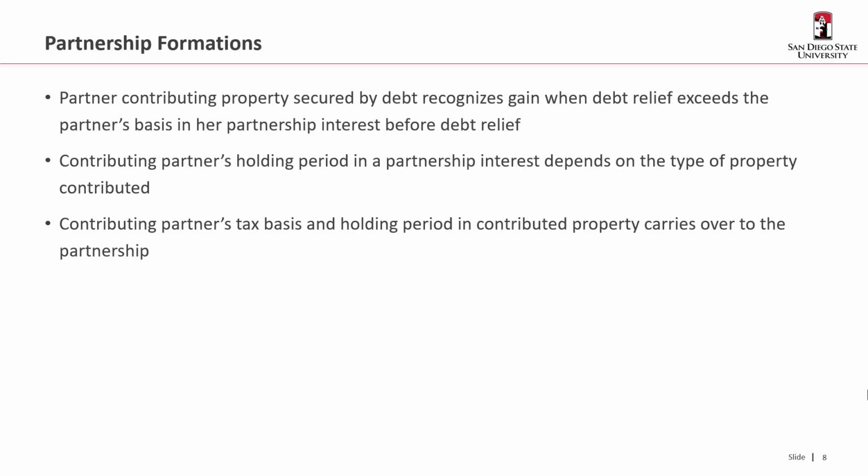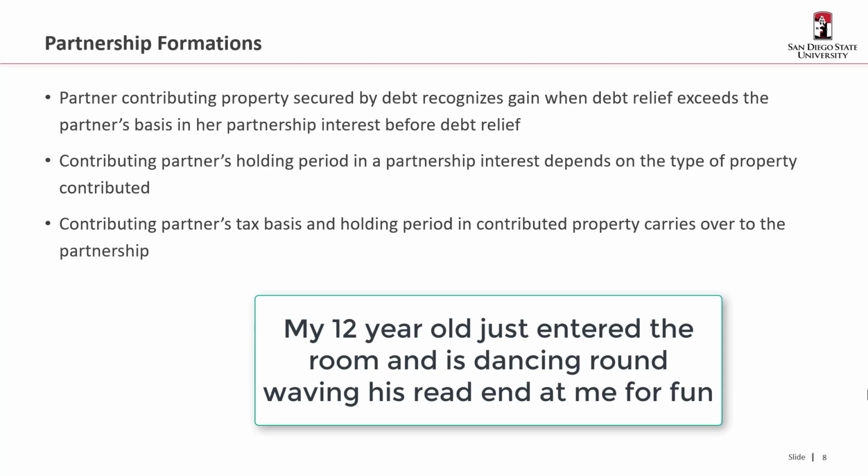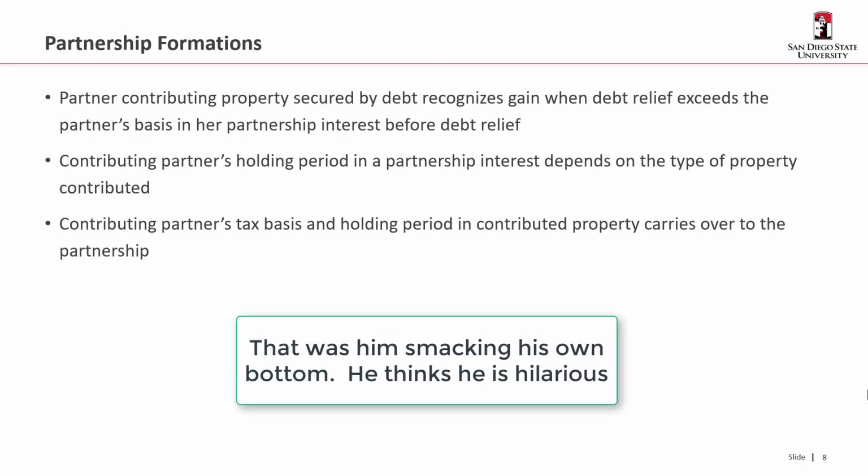A partner contributing property secured by debt will be forced to recognize gain if the debt relief exceeds the partner's basis in his or her partnership interest before debt relief. The contributing partner's holding period in the partnership interest generally depends on the type of property contributed. For example, if it's capital property, then the holding period carries over. If it's ordinary property, then it starts at the date of the contribution. The contributing partner's tax basis and holding period, as I just stated, carry over to the partnership.